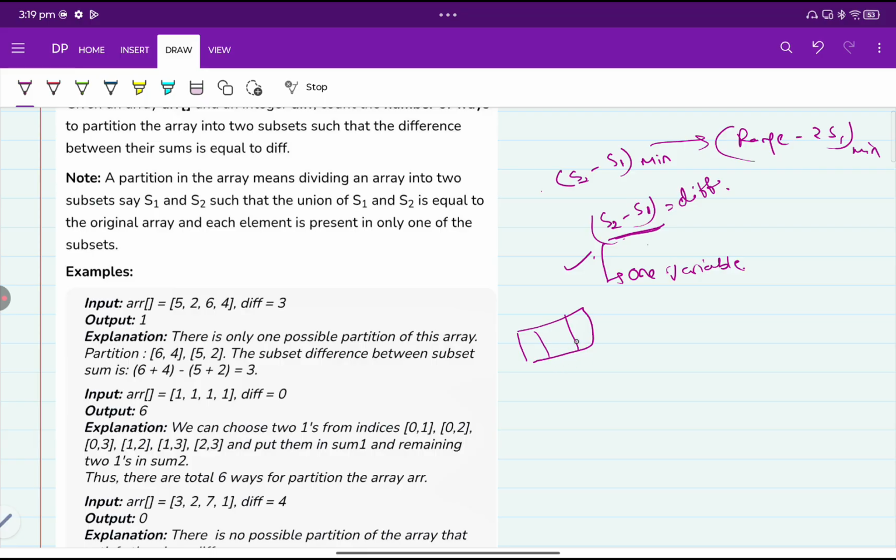Because if I reduce it into a single variable, then it becomes the exact zero-one knapsack kind of problem, where every element of the array has a choice whether to be included or excluded, and we have a target value or sum value. So how do we do this? The two subsets are converted into one single subset. You will see here.